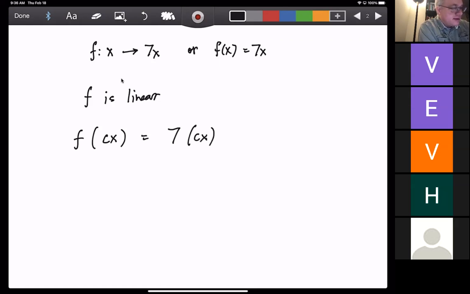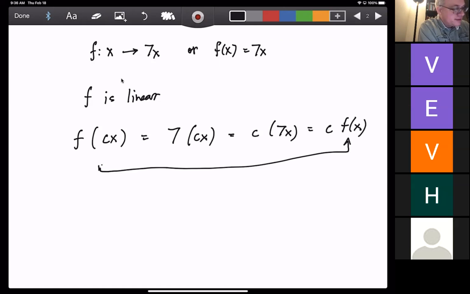Okay. And that c we can factor out. And 7x is just f of x. Right, so we see that we have that property we wanted. For a function of some multiple of the argument, we can move that multiplier out in front. And then we also have that second property.